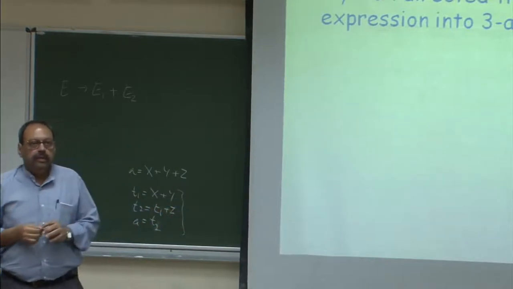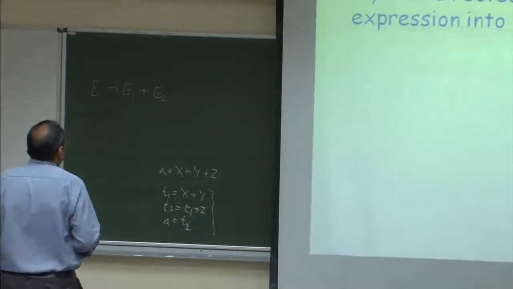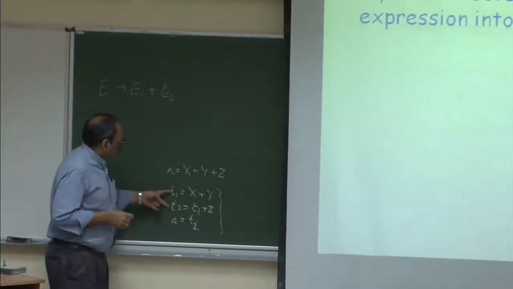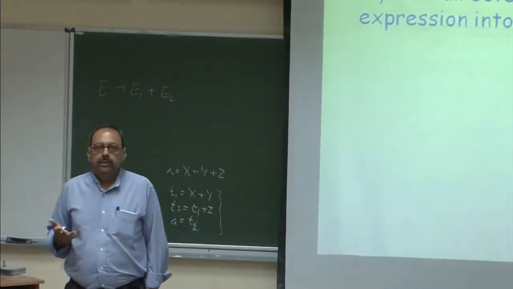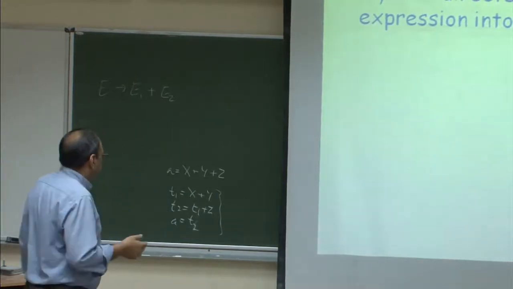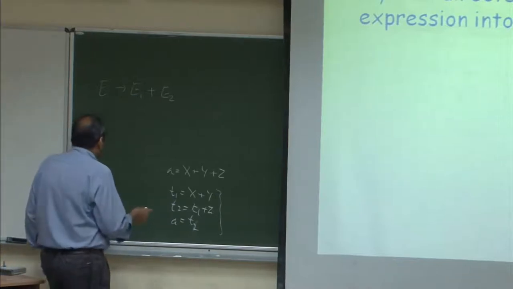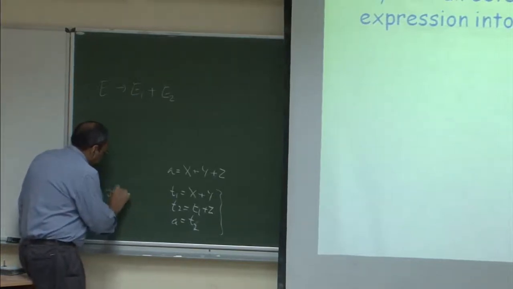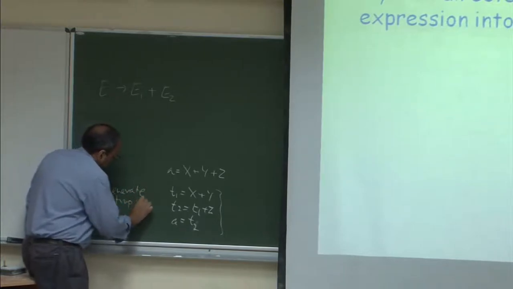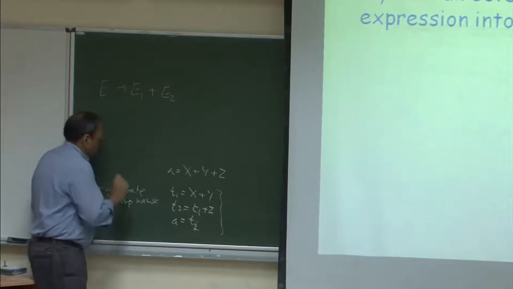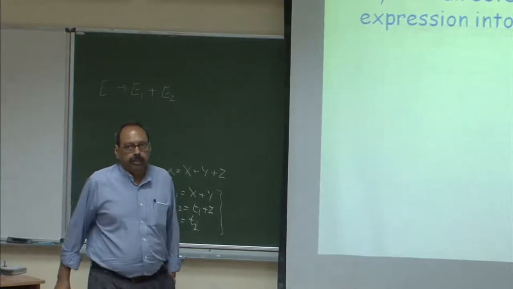Now, there are two, three things we need to understand here. One, if you look at these variables T1 and T2, these are temporary variables which have been generated by the compiler. That means I must have some function which can generate temporary names for me. This is one thing you have to remember.